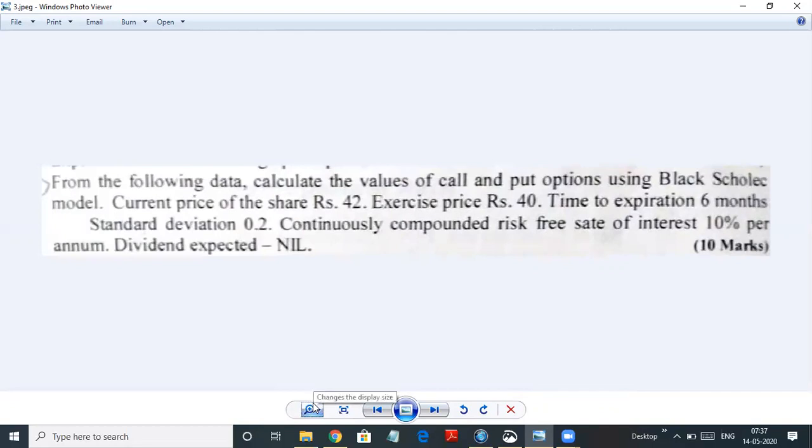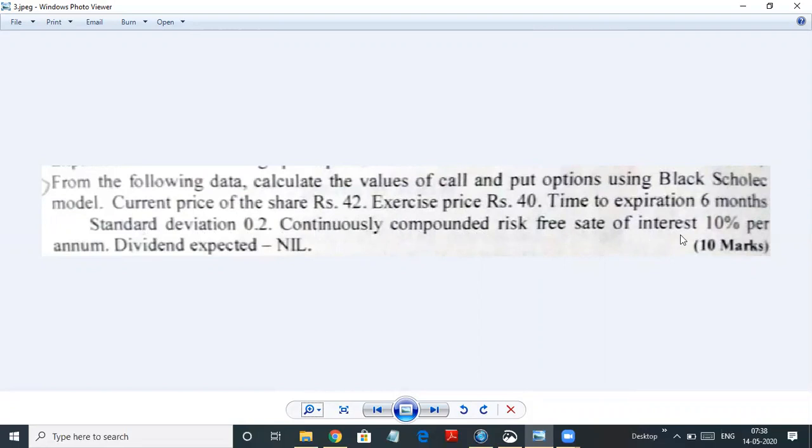From the following data, calculate the values of call and put option using Black-Scholes model. Current price of this share is rupees 42. So this is our S0, 42. Exercise price is 40. E is 40. T, time is 6 months. So 6 by 12. They have directly given you standard deviation here. It's not standard deviation square or variance. It's directly standard deviation. So we'll directly take 0.2 as standard deviation.